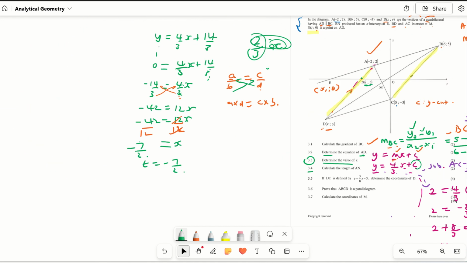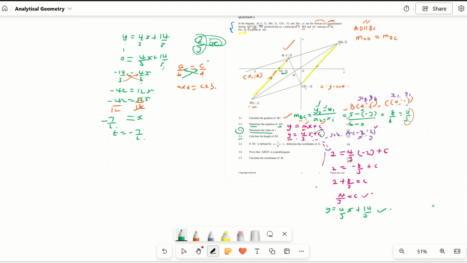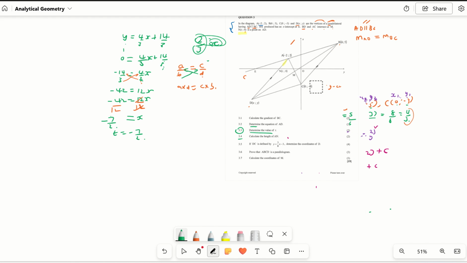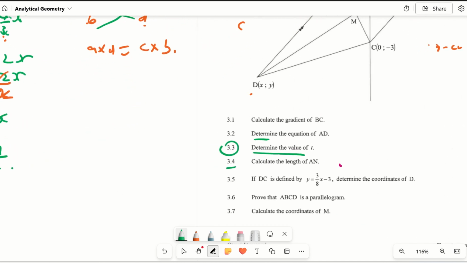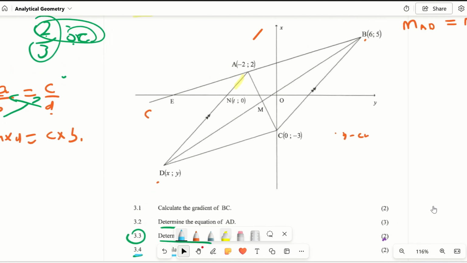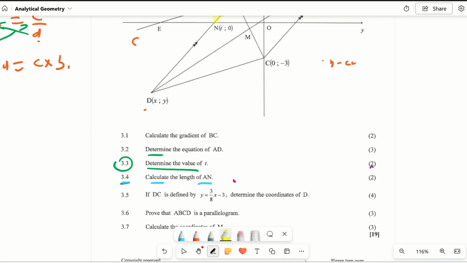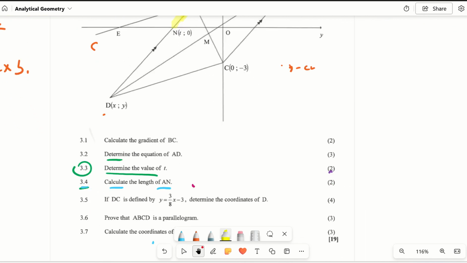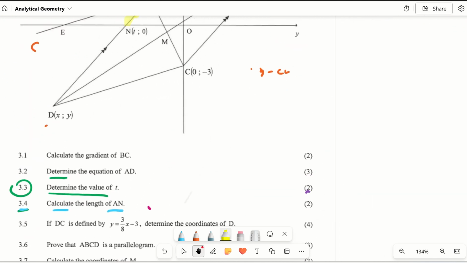3.4. Let me clear this because it's a bit messy. Okay, let's zoom in. It says calculate the length of AN. Where's AN? There's AN. This length, AN. Length is basically distance, so we're going to use the distance formula for AN.